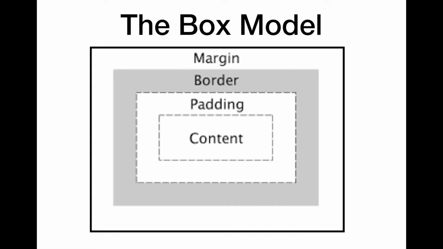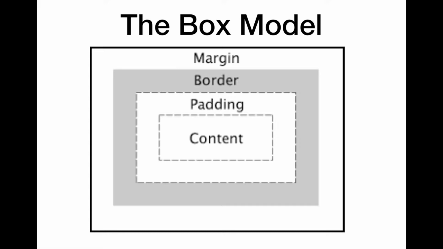The padding is the space between the content and the border. And we went over border in the last CSS video. You could have no border, you could have a solid line, you could have a dashed line. So there are many options with border. And then the portion between the border and the edge of the screen is called the margin.